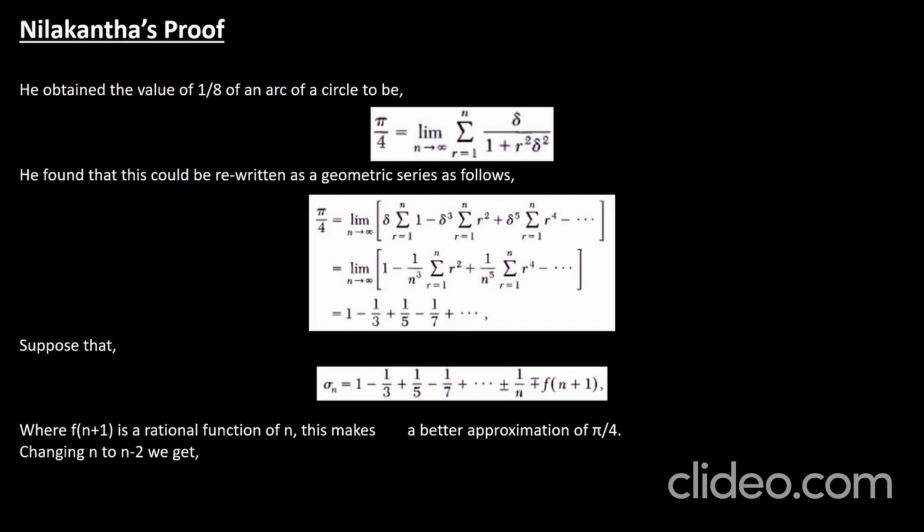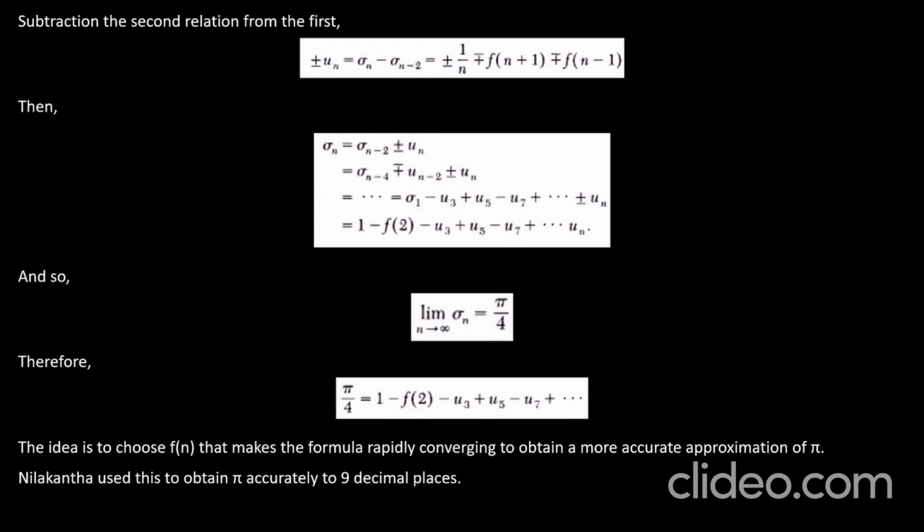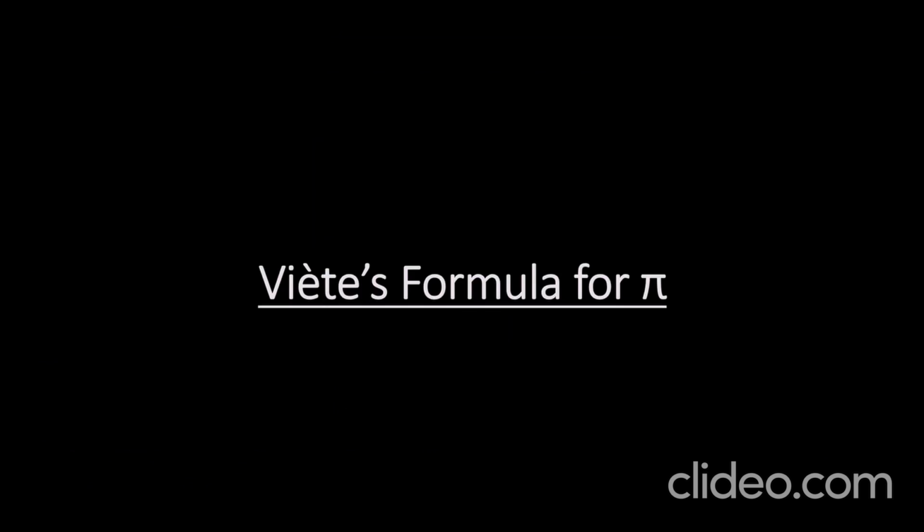He found this series at the bottom, where fn plus 1 is a rational function of n, which makes it a better approximation of pi on 4. And then the proof follows there, in the series at the bottom, where the idea was to choose an fn that makes the formula rapidly converging to obtain a more accurate approximation of pi, where Nilakantha uses this to obtain pi to 9 decimal places.